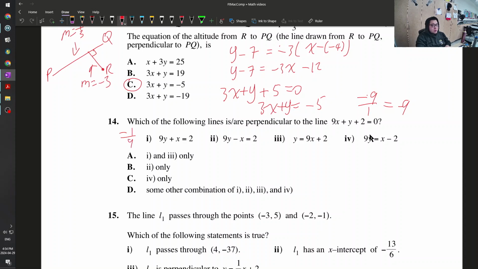This is equal to -1/9. The slope of this is 1/9. The slope of this is 9. And the slope of this is equal to 1/9. So none of these are -9, so, oh wait, they said perpendicular. So perpendicular, that means I want 1/9. So 2 and 4 are perpendicular, so that means it is some other combination of 1, 2, 3, and 4. 14 is going to be D.